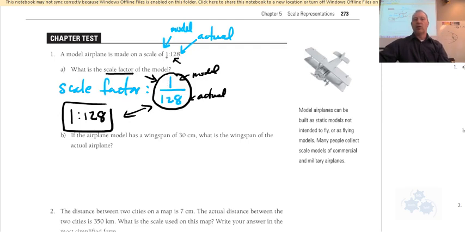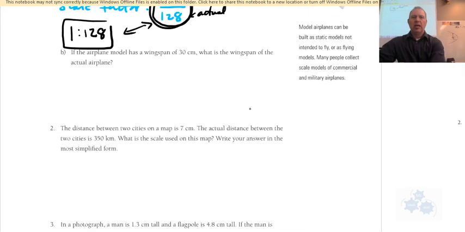Now, obviously this is a reduction because the model is very much smaller than the actual, right? So it's a small model. If you had a big model, like of an atom or something, then the top number would be really large, and the bottom number would be really small. Okay? But this is the scale factor right here.